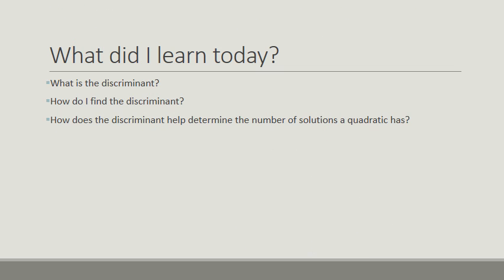So hopefully today you learned what the discriminant was. It's that b squared minus 4ac. I want you to think about why that determines the number of solutions that a quadratic will have. Remember, if the discriminant is greater than 0, there will be two real solutions. If it's equal to 0, there's one real solution and no complex. And if it's negative or less than 0, there's going to be no real solutions and two complex solutions.